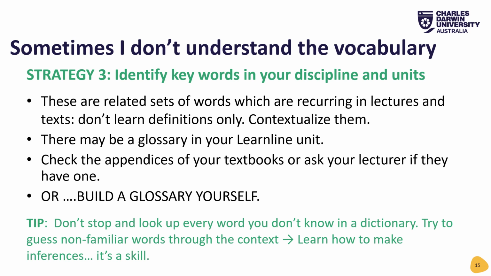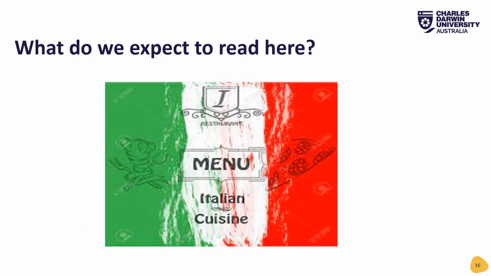Tip: don't stop and look up every word you don't know in a dictionary. Try to guess non-familiar words through the context. Learn how to make inferences. It's a skill. Try to compare this reading process to how you select the main points from a text in order to write an assignment, and how you decide on what points you need.